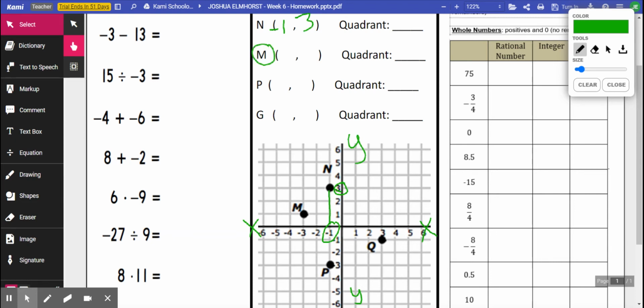Now let's go to point M. Point M, we're going to circle our x-coordinate and go ahead and label it, -3. And then we're going to go over to our y-coordinate.